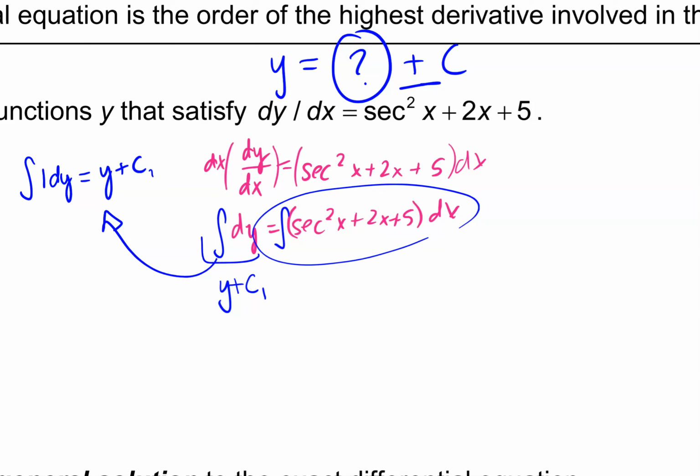Now let's take this part over here. Okay, so what function's derivative is secant squared? Oh, okay, so it's going to be tangent of x. And then add 1 to the exponent, divide by our new exponent. So 2x squared over 2 is just going to be plus x squared plus 5x, and then you have to tack on a plus c. So I'm going to name this c2 because I have 2 different constants.